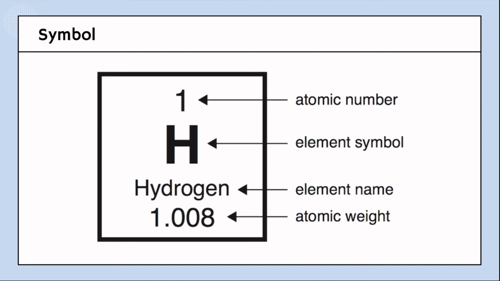The element symbol, which is H for hydrogen, is the symbol for the element. Finally, the atomic weight, also known as the mass number, is based on the number of protons and neutrons the element has.